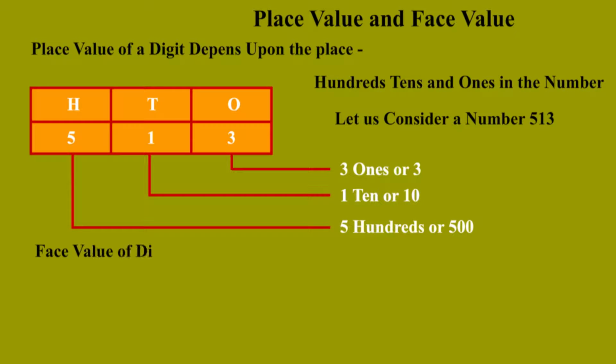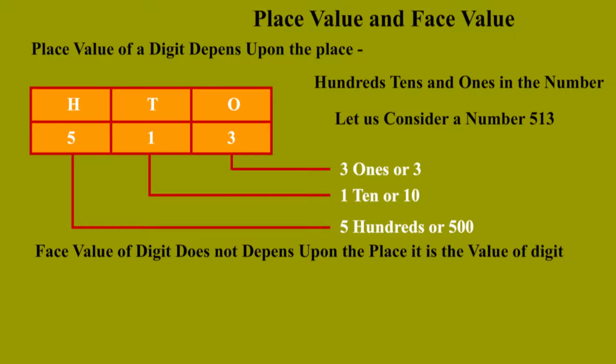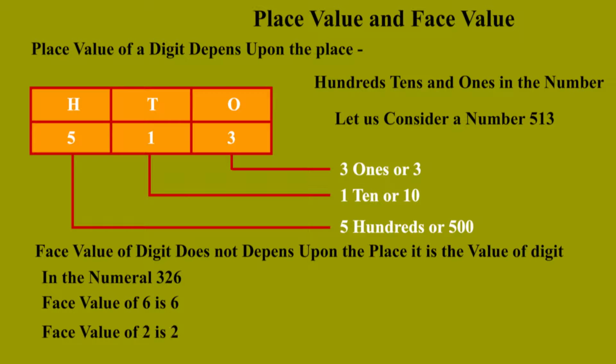Face value of a digit does not depend upon the place. It is the value of the digit. In the numeral 326, face value of 6 is 6. Face value of 2 is 2 and face value of 3 is 3.